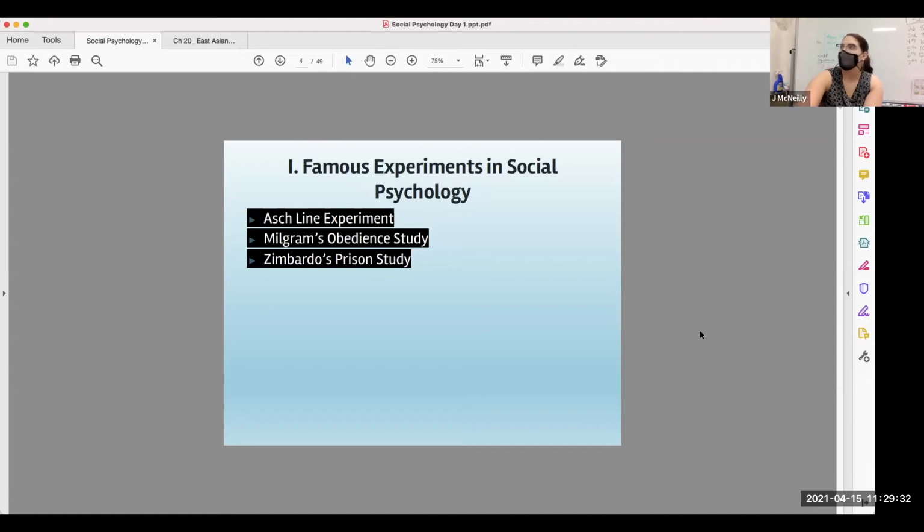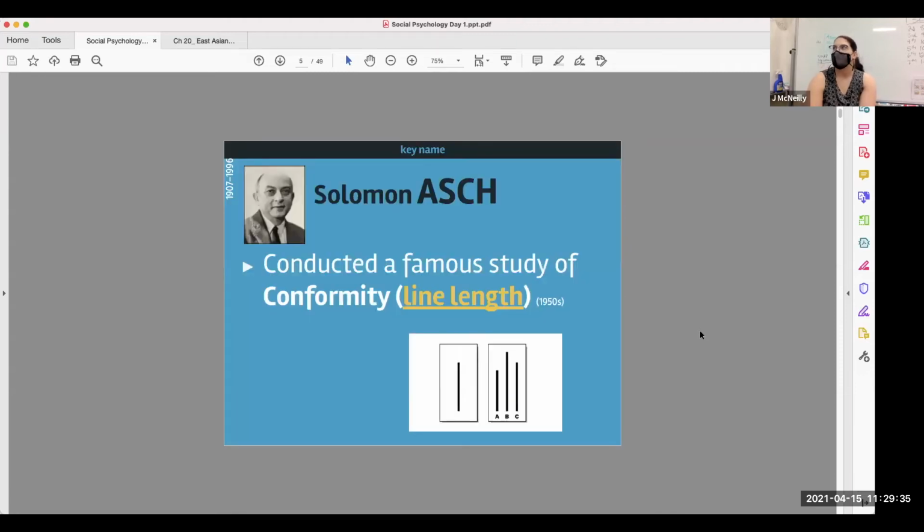The first one is the line experiment. This was tested by Solomon Asch, and what he would do is have, say, 7 people in a room, and all of them were shown different slides with different sized lines. Each person in the room was supposed to identify which of those lines is the same length as the one on the left. If y'all are looking at this example on the screen, which line, A, B, or C, matches the one on the first index card?